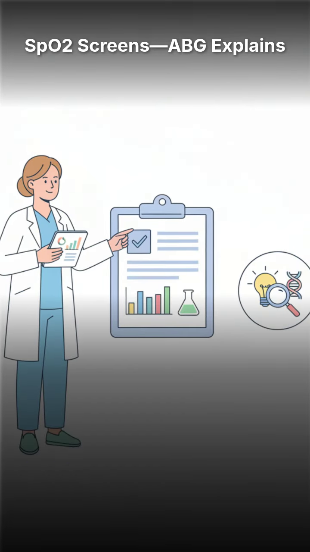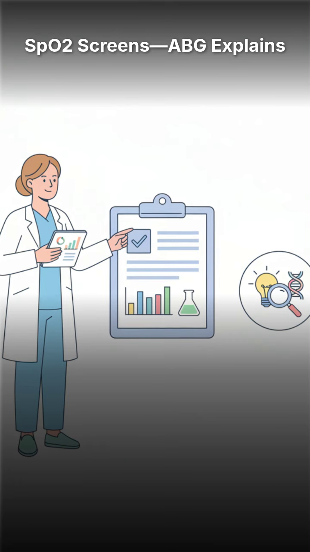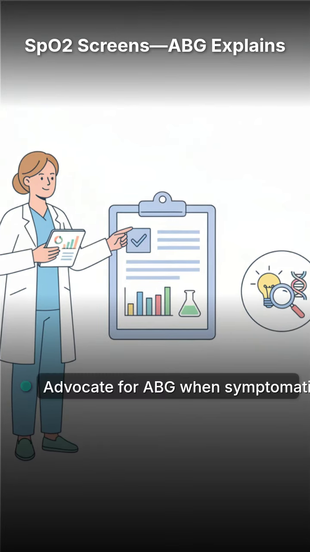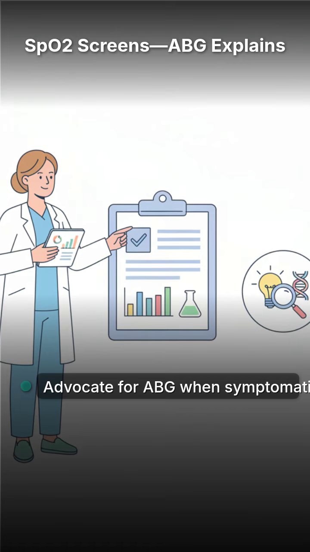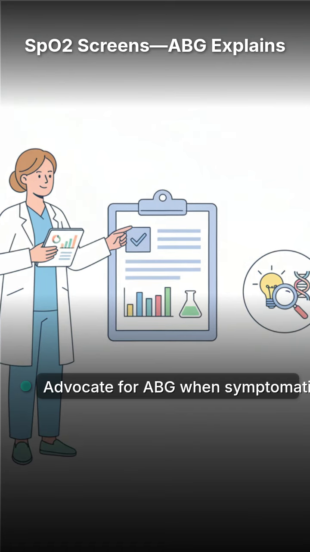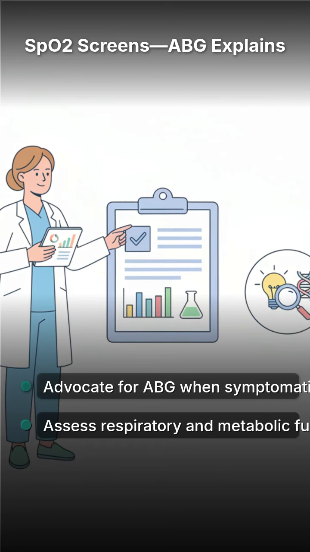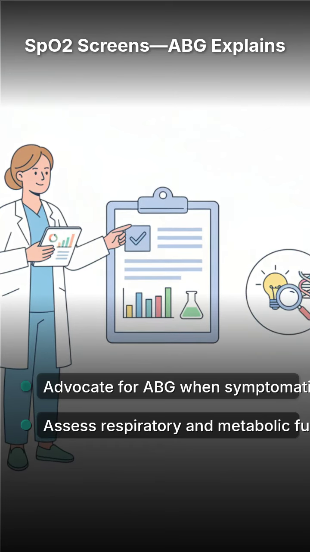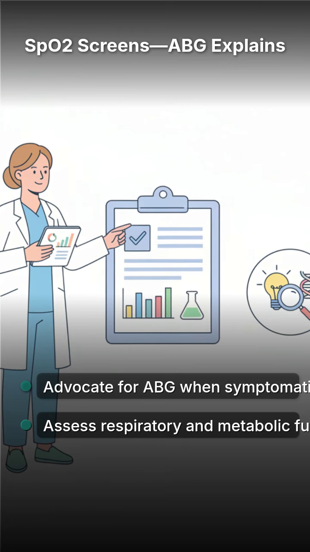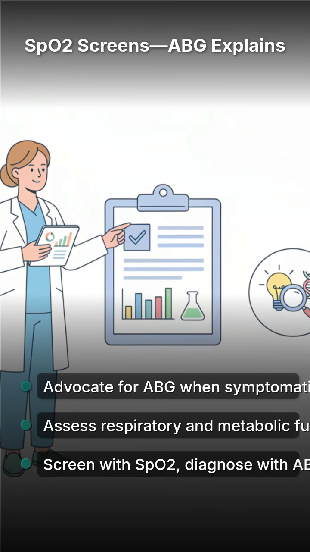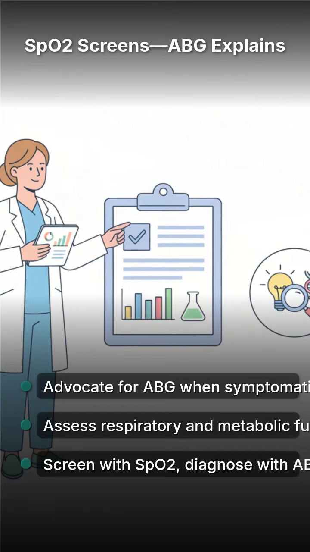When a patient is symptomatic despite a normal saturation reading, you must advocate for an ABG immediately. This diagnostic tool moves beyond simple screening to provide a complete picture of respiratory and metabolic function. Use the pulse oximeter for continuous monitoring, but rely on the ABG for definitive clinical answers. Remember, SpO2 screens for a problem, but the ABG explains it.